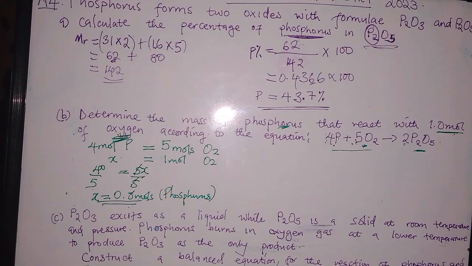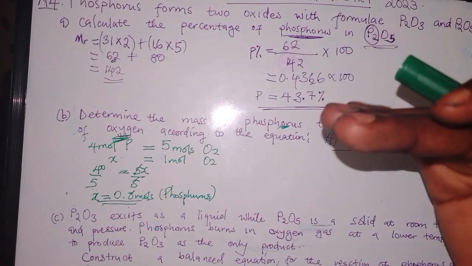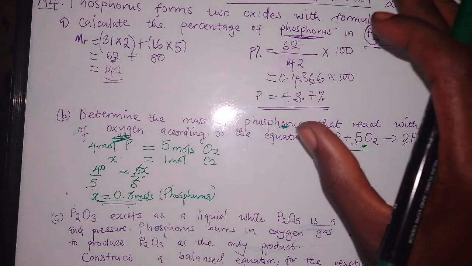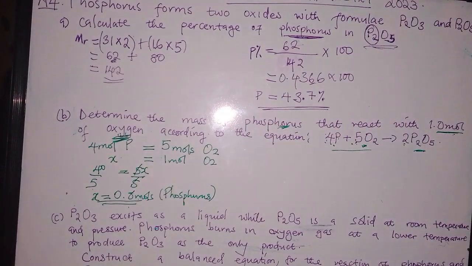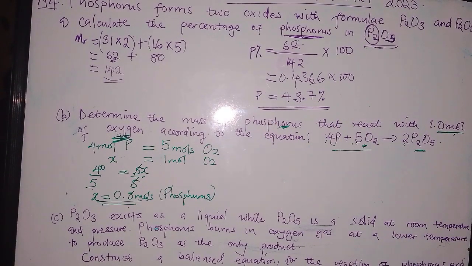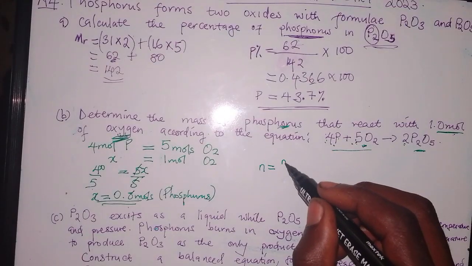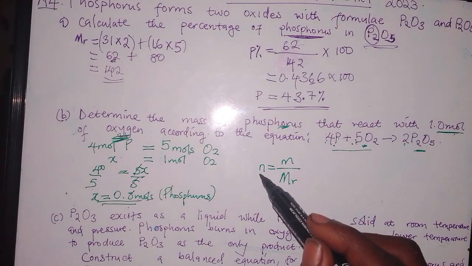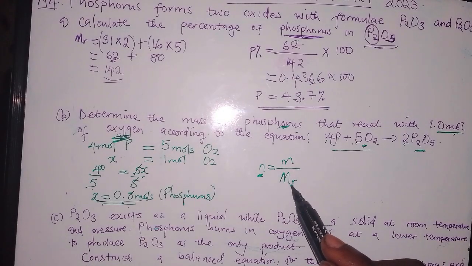So we have calculated the moles of phosphorus, but the question is asking us for the mass, not the moles. So the next step is using the formula for molar mass. How do we calculate the number of moles? The number of moles is equal to mass over molar mass.